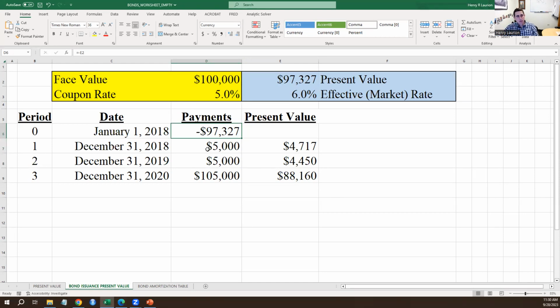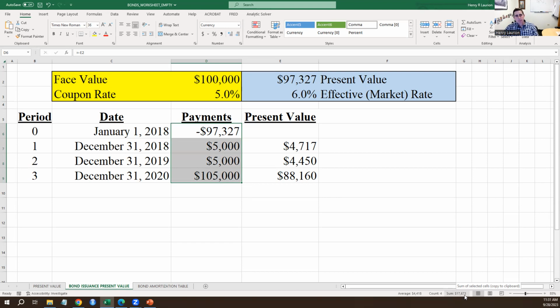And then 1 year goes by, you receive $5,000. 1 year goes by, you receive $5,000. And 1 more year goes by and you receive $105,000. So in total, let's add these up and look towards the bottom. The sum of these numbers is positive 17,673. That's the net cash inflow to the investor.